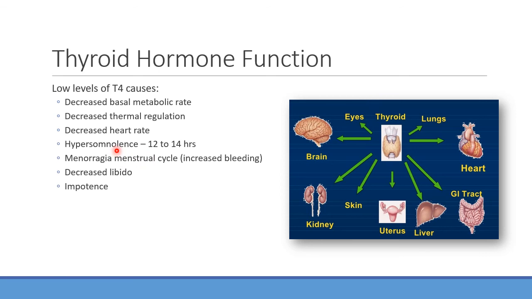Usually hypersomnolence, meaning they're sleeping too much. I wish I had that problem. And then usually you still see some menstrual irregularities, usually increased bleeding in this case, impotence, decreased libido, all kinds of problems with that.